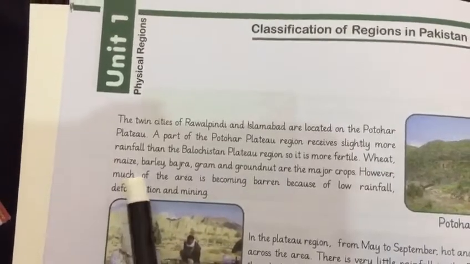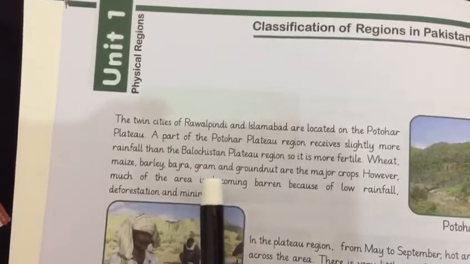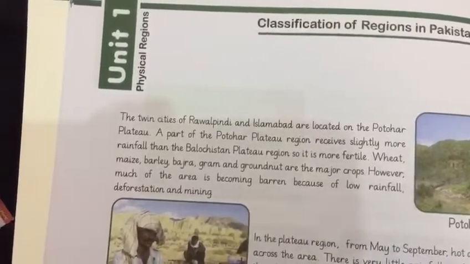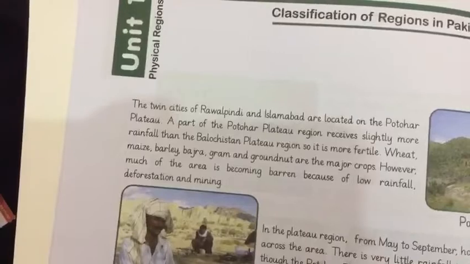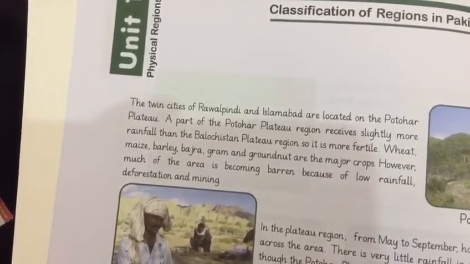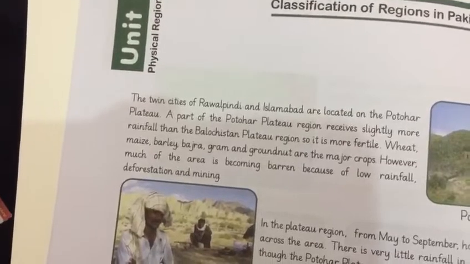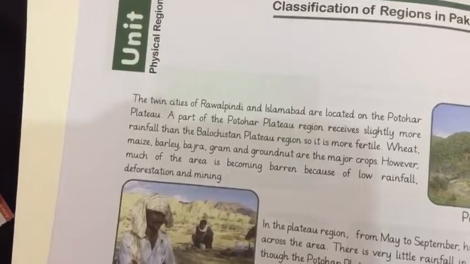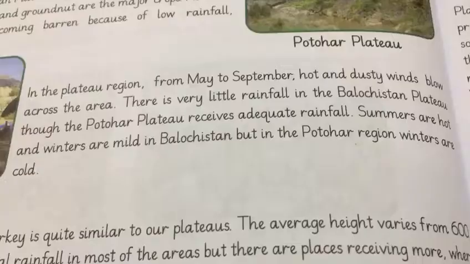Wheat, maize, barley, bajra, gram and groundnut are the major crops. If the Potohar Plateau region in Rawalpindi and Islamabad is fertile because of a little more rainfall, then the soil there is good for cultivation and to grow crops.